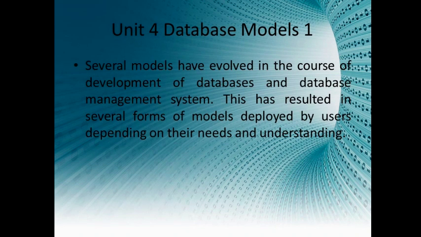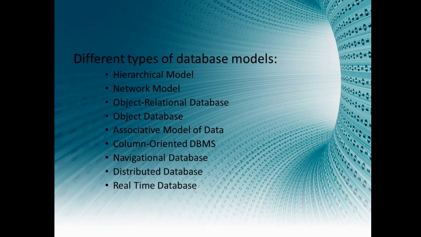Database models. Several models have evolved in the course of development of databases and database management systems. This has resulted in several forms of models deployed by users depending on their needs and understanding. Different types of database models: hierarchical model, network model, object relational database, object database, associative model of database, column-oriented DBMS, navigational database, distributed database, and real-time database.